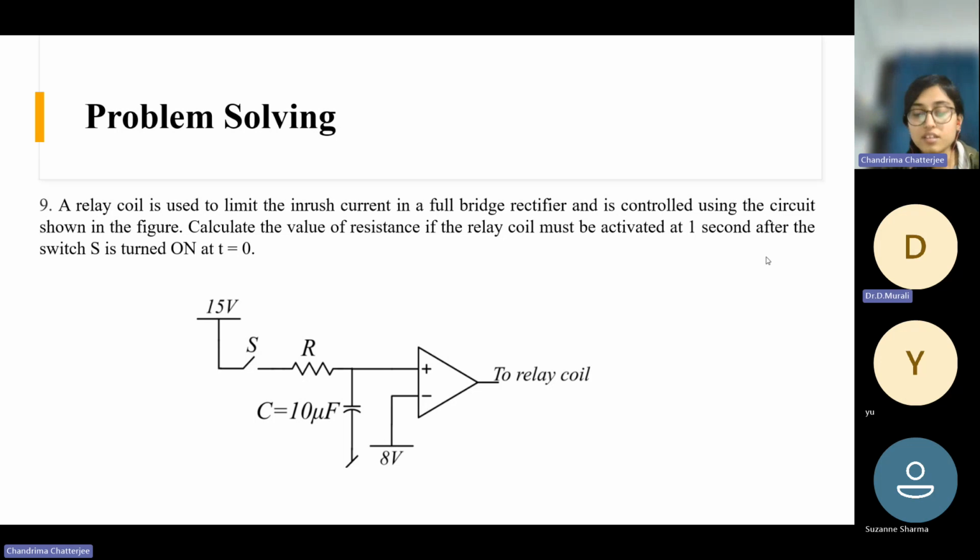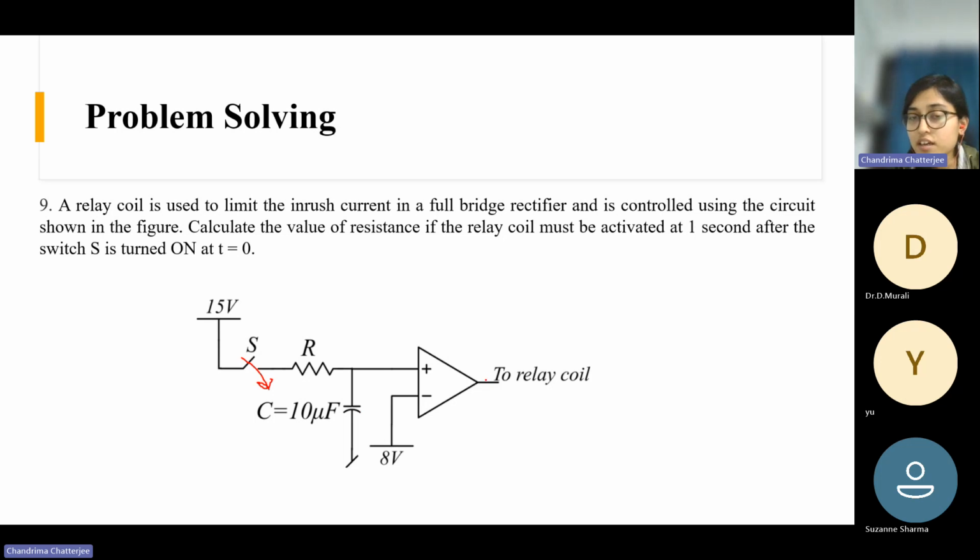What are they asking? They are asking that this is a relay circuit that is being used to limit the inrush current in a full bridge rectifier. They have asked to calculate the resistance value so that after you close this switch, the coil must be activated after 1 second.